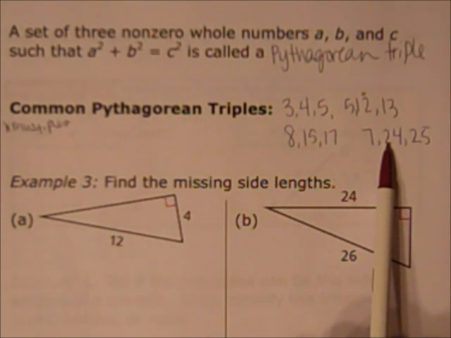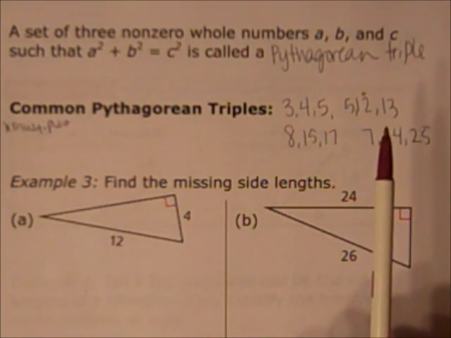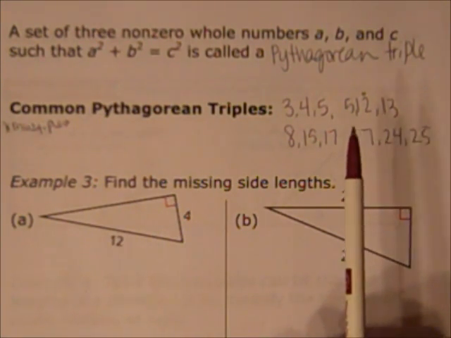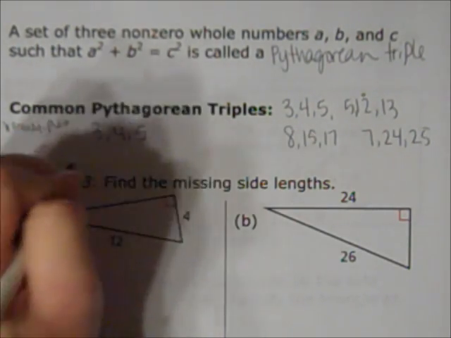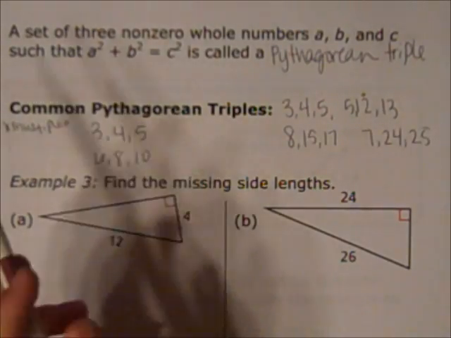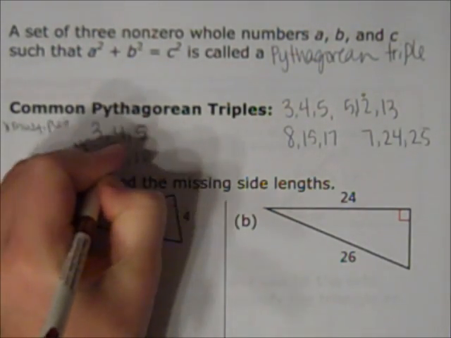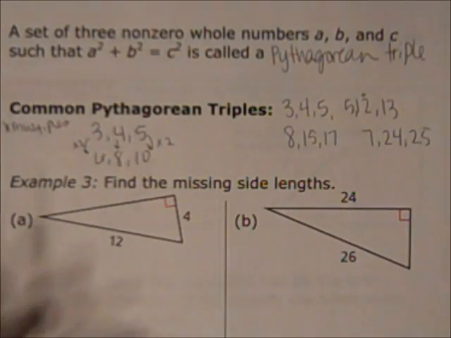Now, I would encourage you to put these on a flashcard and carry them around with you for the next week or so, because the better you can memorize these, the more work you're going to save yourself later. Also, multiples of these work. So instead of 3, 4, 5, I could do 6, 8, 10, and that would also be a Pythagorean triple, because it's just times 2, times 2, times 2, so it's still a 3, 4, 5. So it's also worth your time to check whether it is a multiple or not.